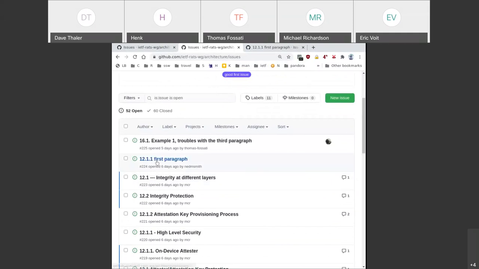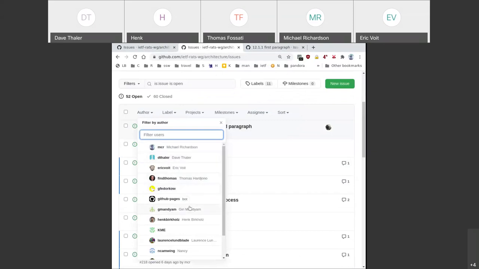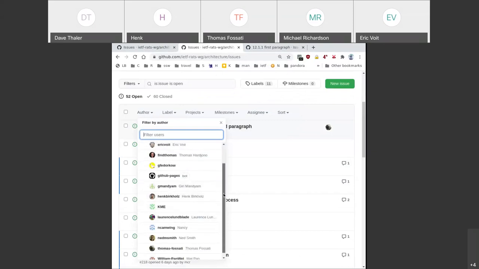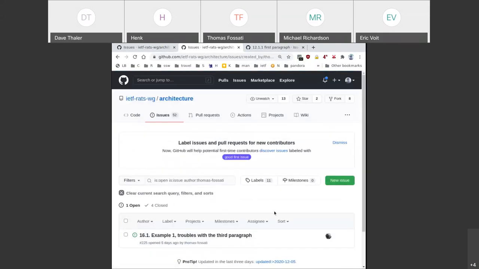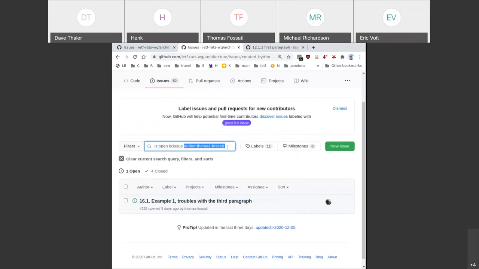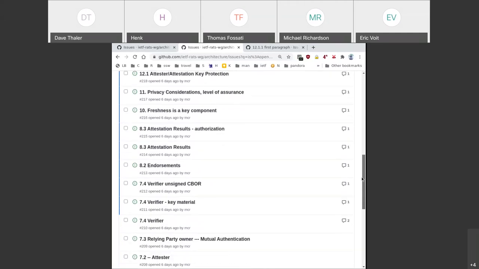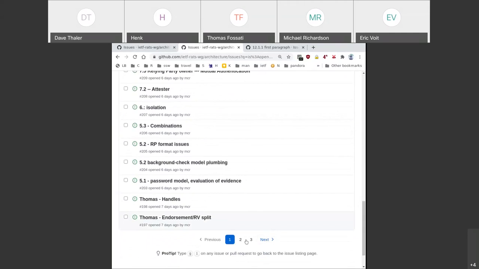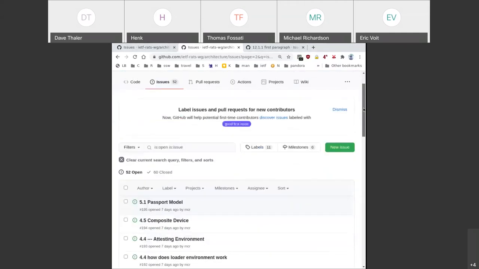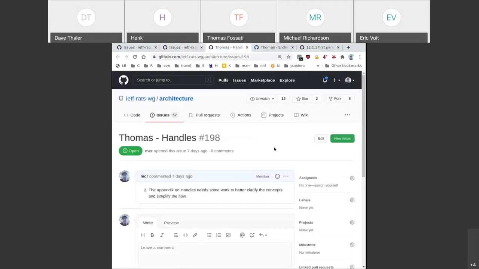Sounds great to me. I'm going to go to another one of Thomas's. I think he had at least two down at the bottom of the screen. Oh no, he only had one. Maybe the other ones were for another Thomas then. Could be Thomas Hardjono. He's not on the call. At the very bottom of page one, it was Thomas dash in the title, and it didn't say which Thomas.